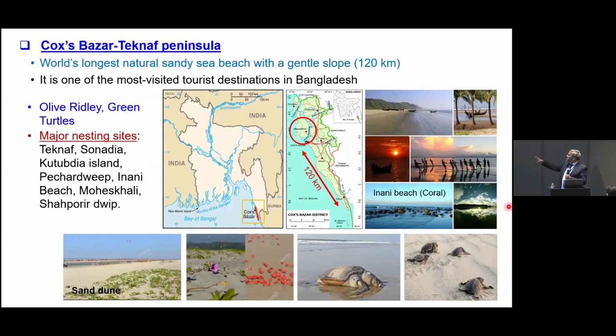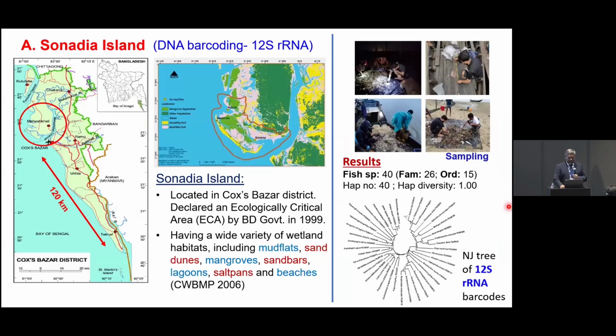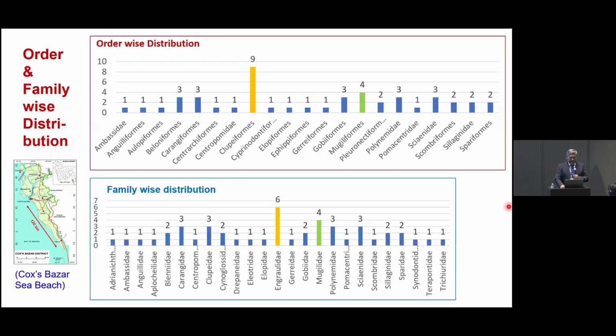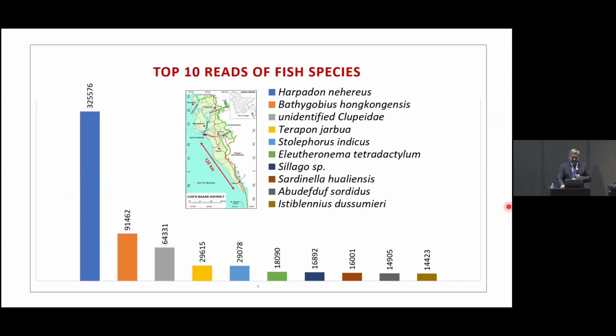So from this Cox's Bazar area, with Michio Sensei, I also took some samples from the Cox's Bazar region to work here. So this is the area. You know, Cox's Bazar is the longest sea beach in the world, a single track longest sea beach, very sloping, almost 120 kilometers. So I collected from 3 stations, and this is the results.